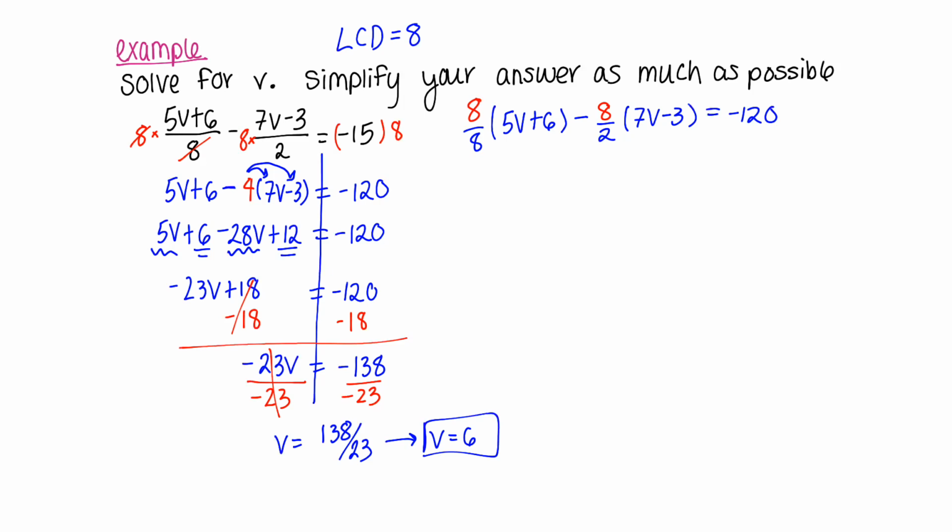And then 8 divided by 8 is 1 times 5v plus 6. 8 divided by 2 is 4 times 7v minus 3 equal to negative 120. If you distribute the 1, that's going to give you the 5v plus 6. If you distribute the negative 4, that's where you get the negative 28v plus 12. So just to be really clear, those are where those numbers are coming from.